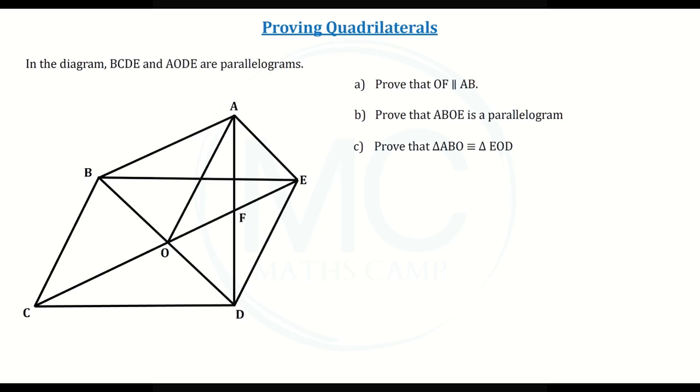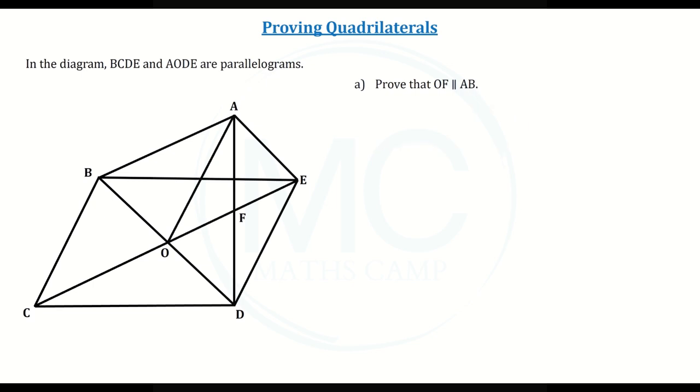In the diagram, BCDE and AODE are parallelograms. A, prove that OF is parallel to AB. B, prove that ABOE is a parallelogram. And C, prove that triangle ABO is congruent to triangle EOD.